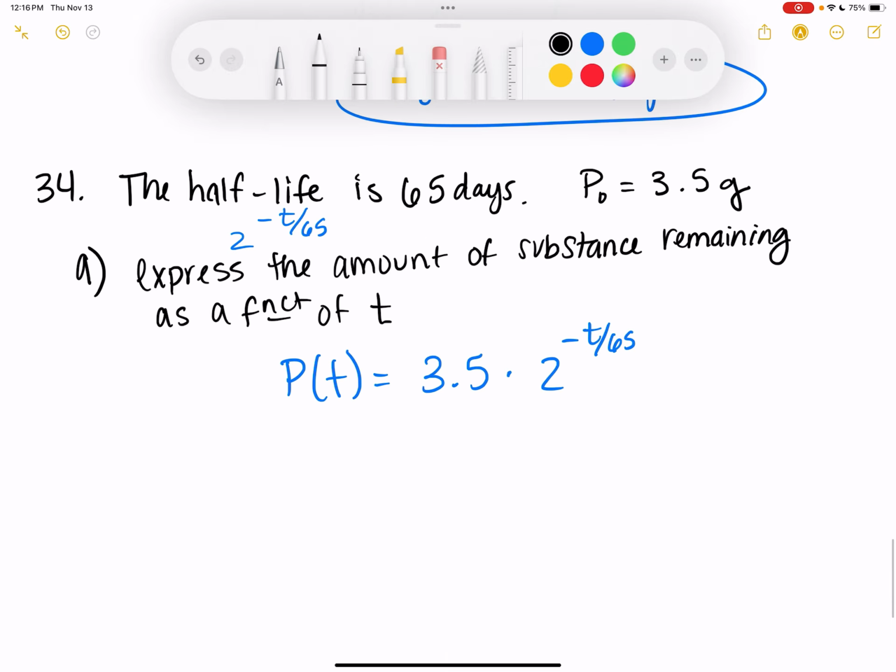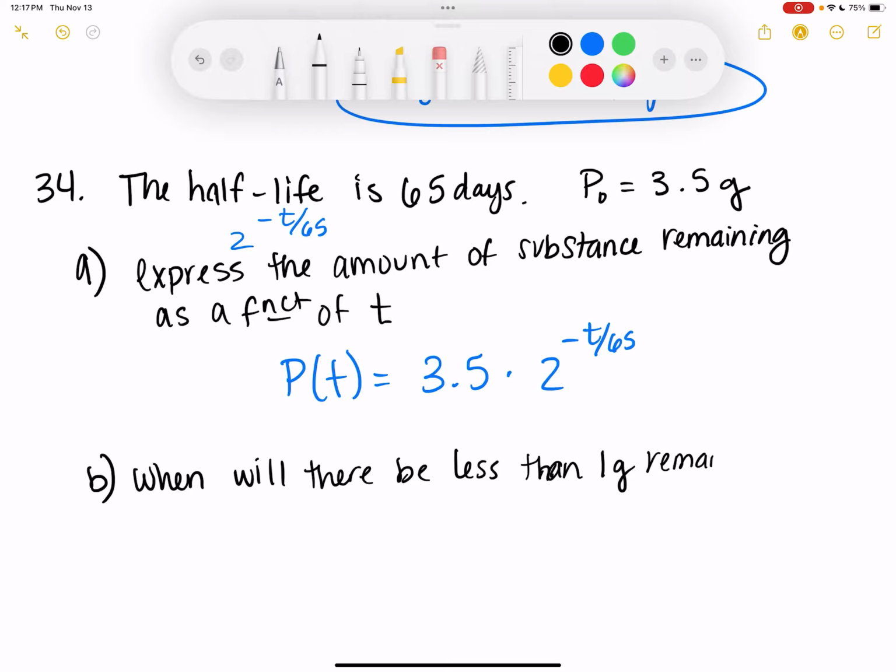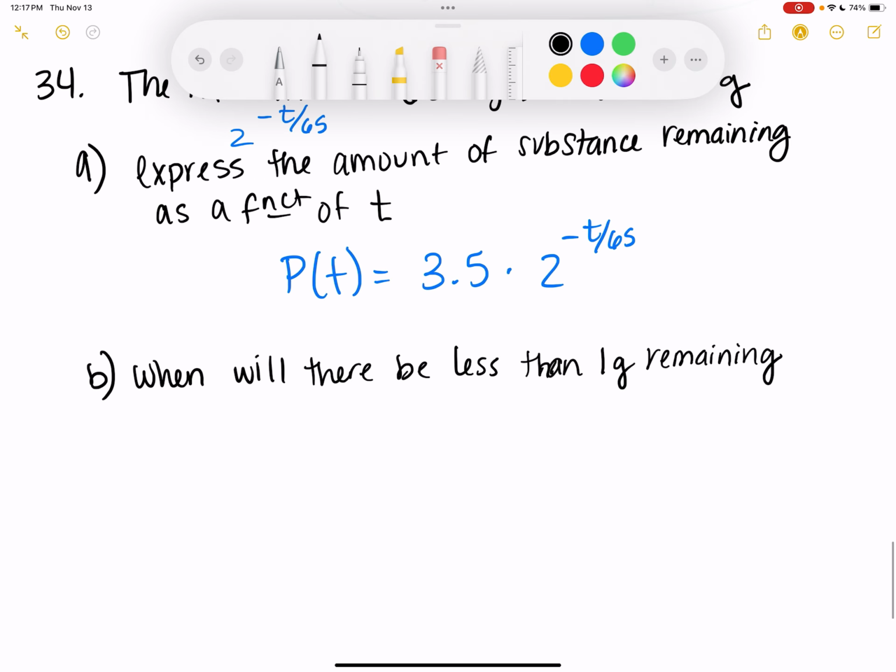Part B, when will there be less than 1 gram remaining? So we're still going to set this up as if it's just 1 gram, and we'll just know that it's any point after what our answer is, right? Because really, we are technically looking for like a less than or equal to amount, but for the sake of setting it up, we can't really set it up that way. So we just have to know that it's any time after that amount of time has passed.